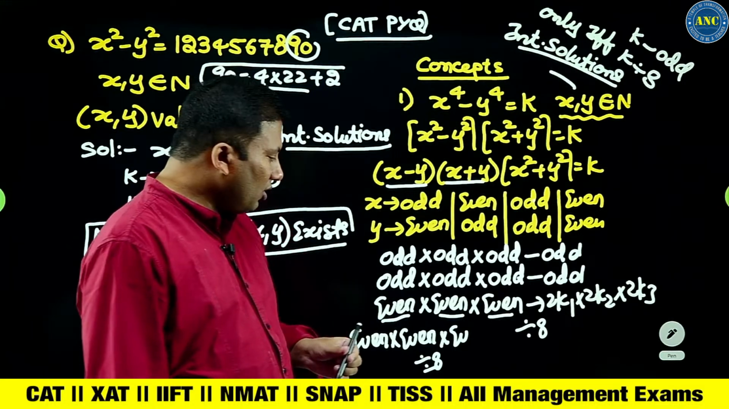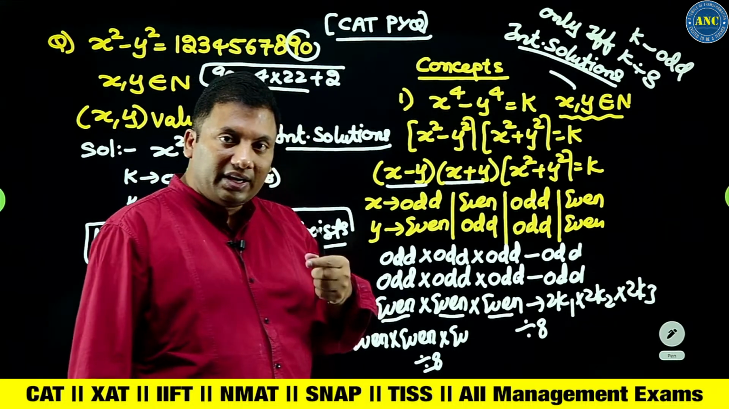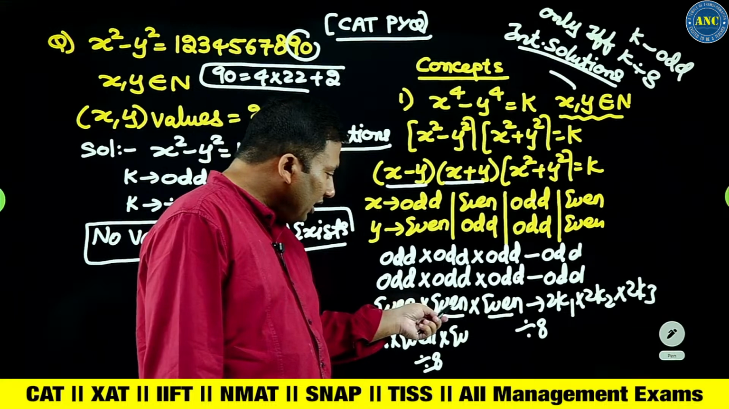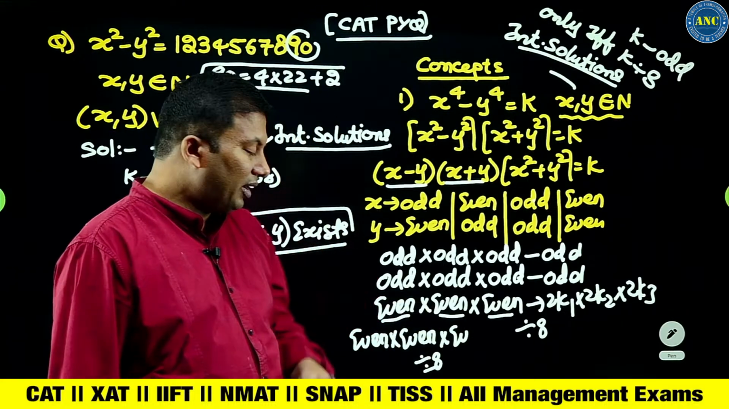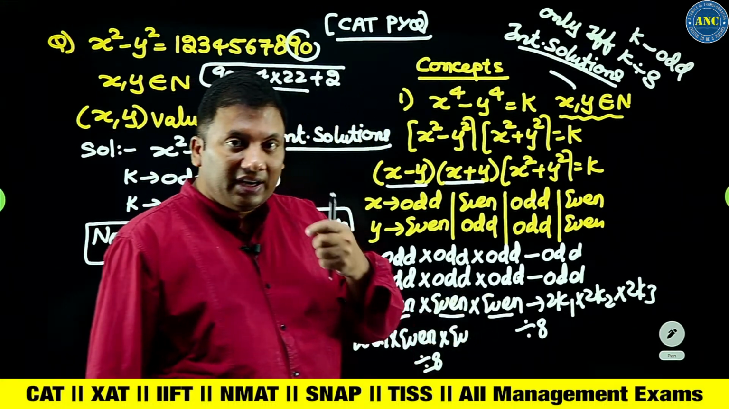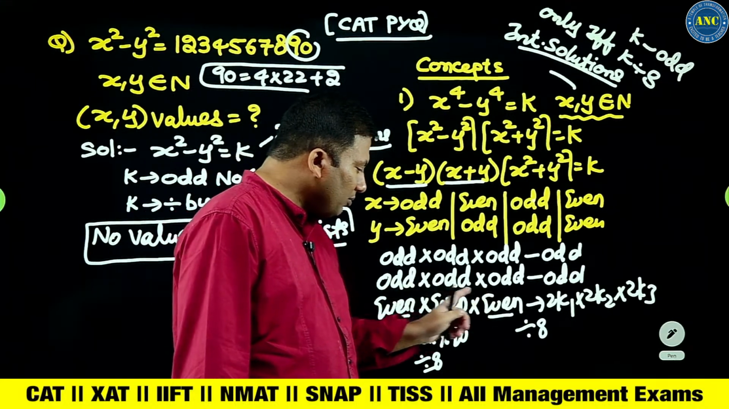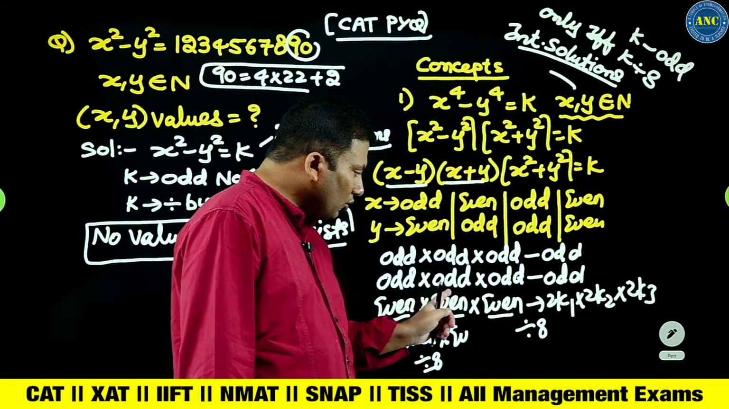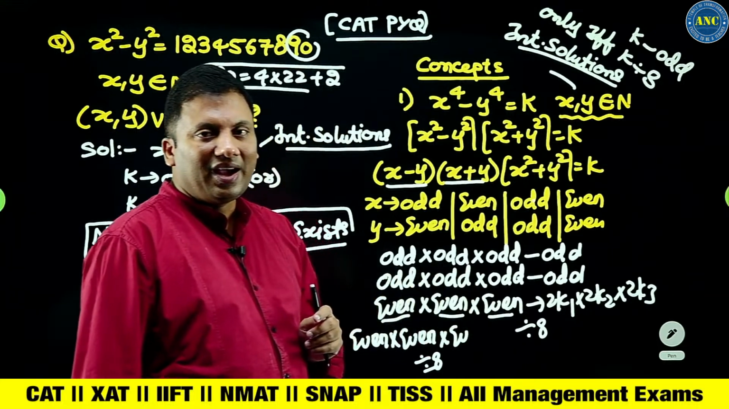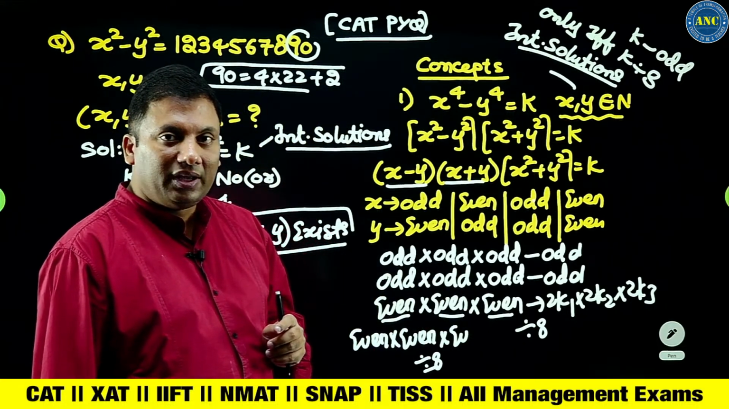Sir, from where did you get 8? Even number, it is divisible by 2. Each of the three factors is divisible by 2. So 2k1 into 2k2 into 2k3, the answer should be divisible by 8.